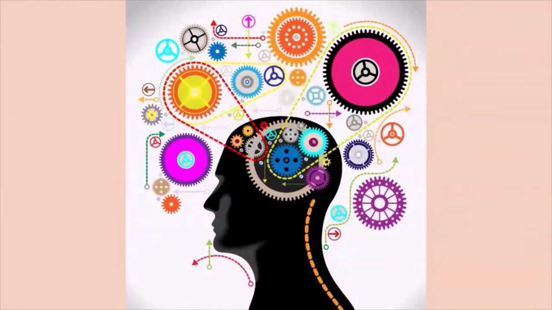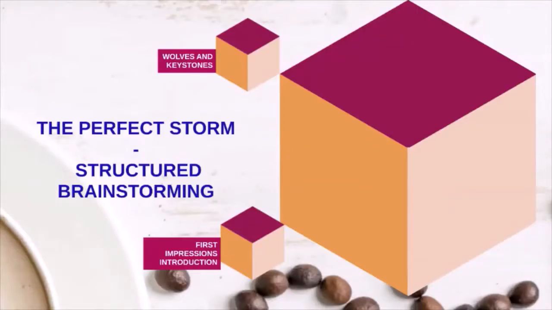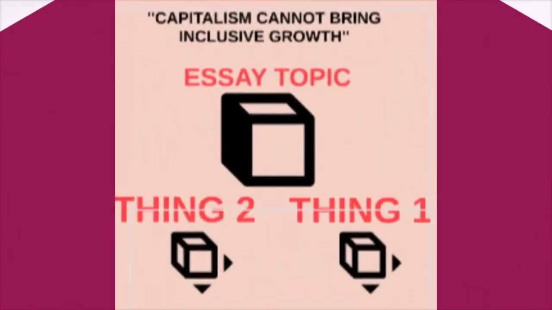Let's take an example which you're familiar with, and we spoke about this in the previous lecture. This was from the previous year paper of the UPSC. Capitalism cannot bring inclusive growth. And so, with the topic capitalism cannot bring inclusive growth, we begin the deconstruction, and straight away we know that capitalism is thing 1 and inclusive growth is thing 2. Remember how I told you to think about thing 1 in isolation? Let's try and do that.